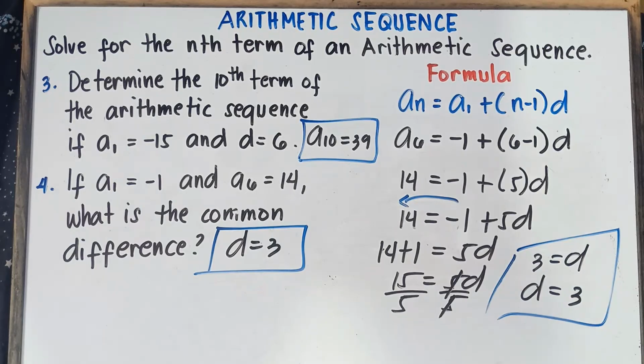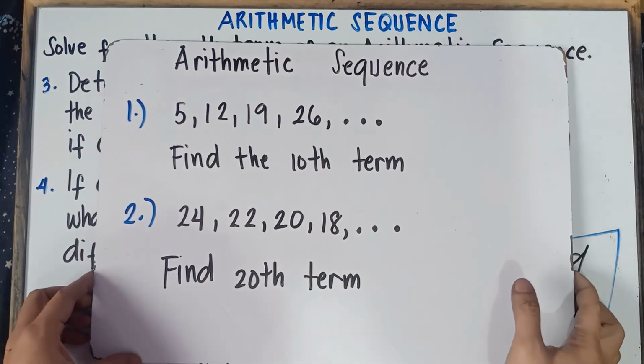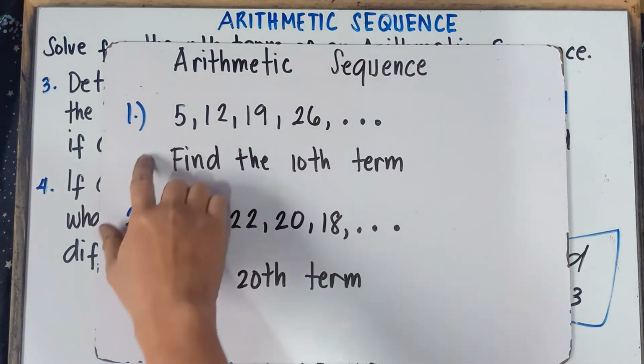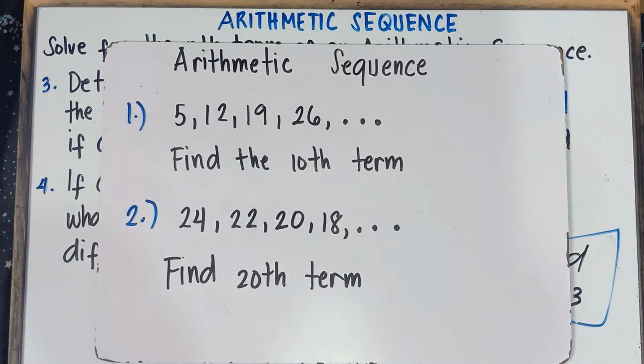Alright, so how about you try this one, class? Two examples, arithmetic sequence. Find the 10th term for number 1, and for number 2, find the 20th term. You try this one, class, and put your answer in the comment section down below. Let me check, class, if you really understand our topic.